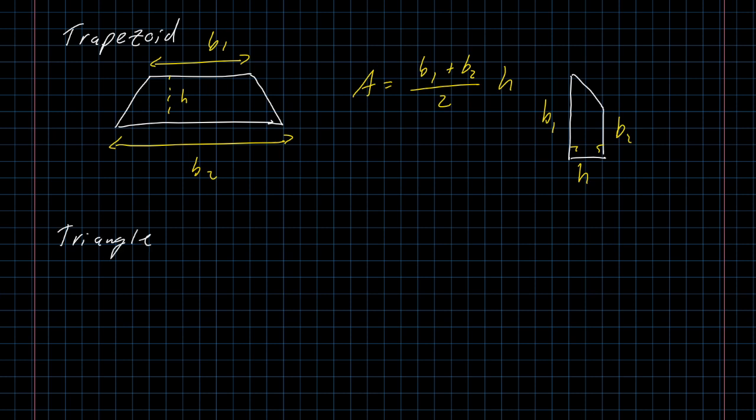Moving onward, I tend to think of a triangle as a trapezoid where one of the bases has kind of closed in. So just set B1 equal to 0, and then we can just call it B instead of calling it B2. And the area is B over 2 times H.